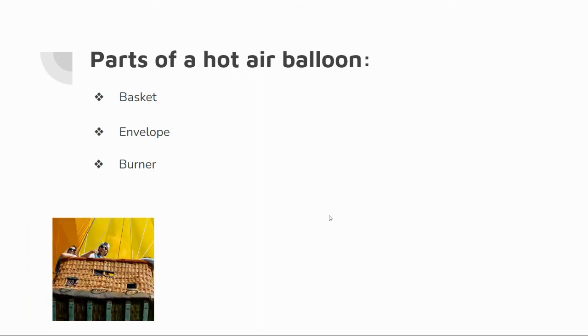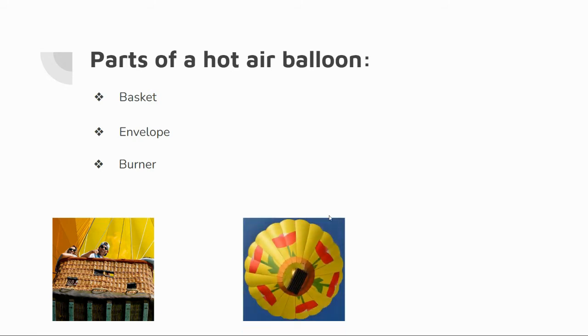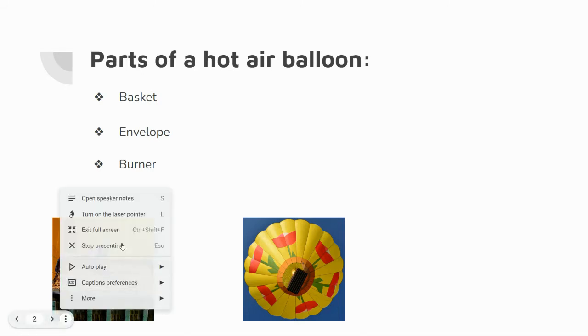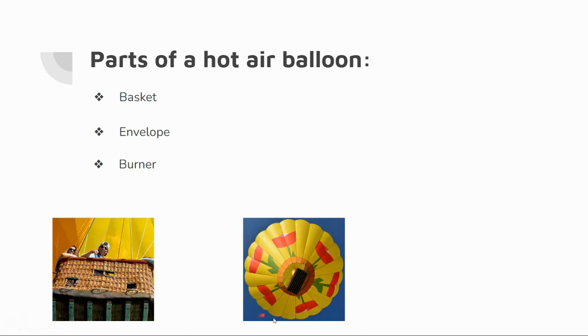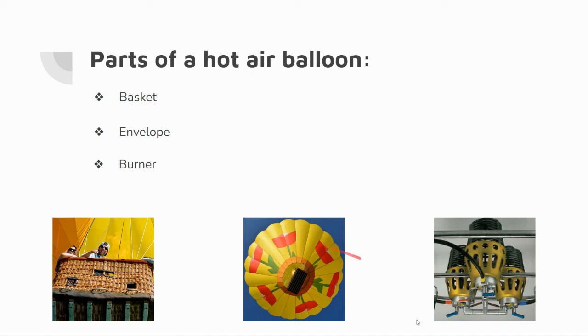So this picture depicts the basket. This whole part is the balloon. From here to here is what's called the envelope. And this is the burner, the major thing that's going to cause the hot air balloon to lift itself up.